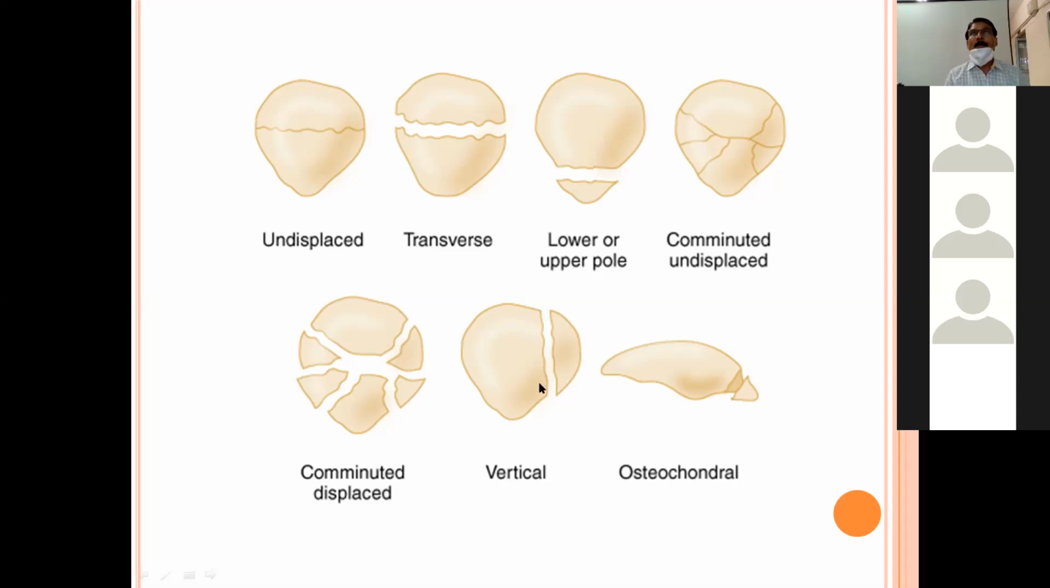A vertical fracture, which is harder to see than longitudinal fractures, may be this. Osteochondral fracture: this is a small fragment of the bone happening in the under surface of the patella, this area. This is the under surface of the patella, and this is the superior or superficial surface of the patella. Suppose a fragment of the bone is detached from this area. This is called an osteochondral fracture.